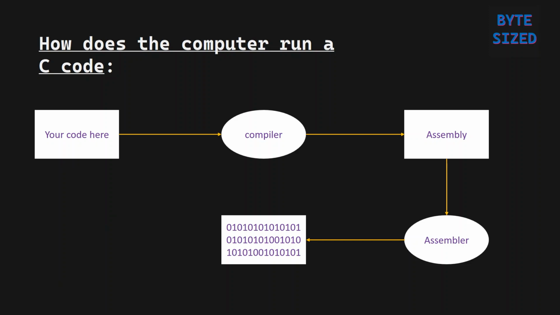So how does a computer actually run your C program or C code? Say you typed some code, any code, and then when you actually run it, it goes to the compiler first.